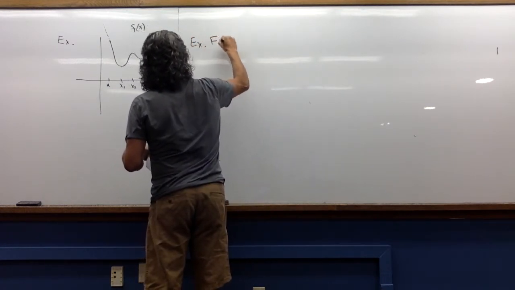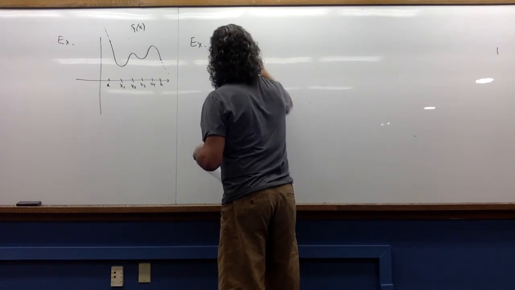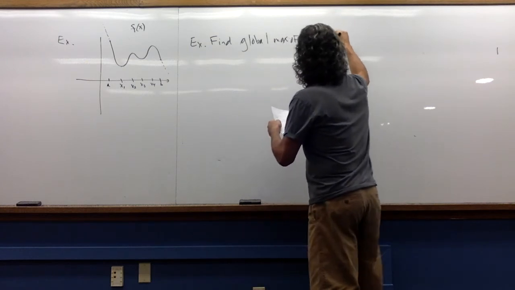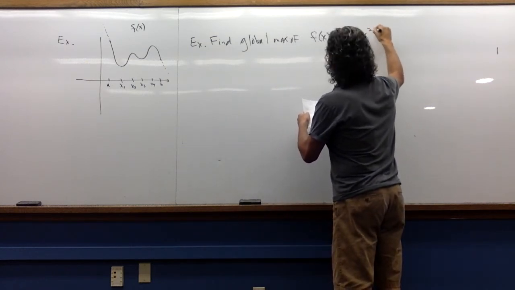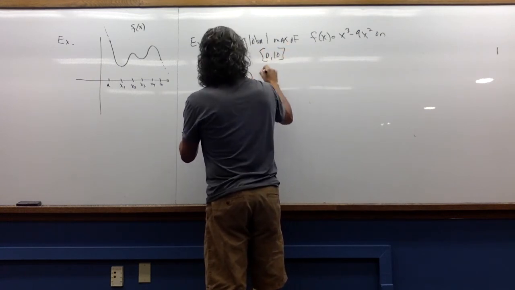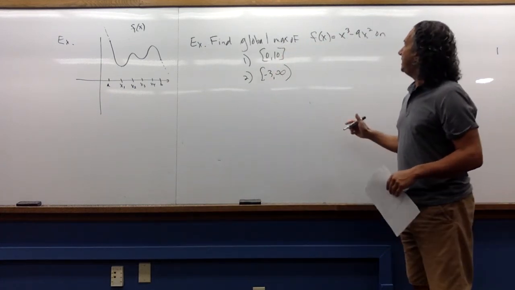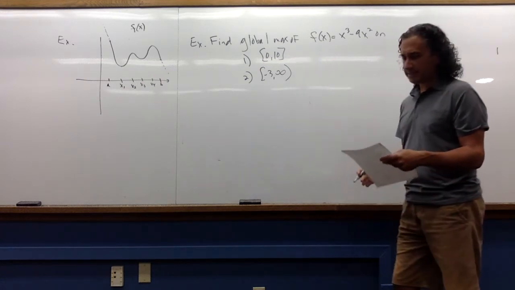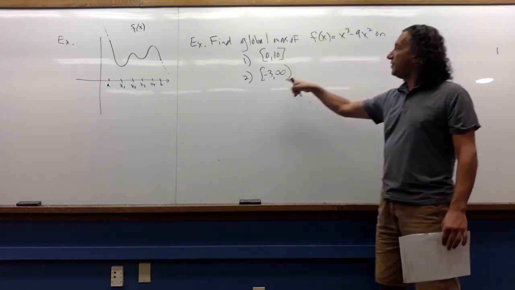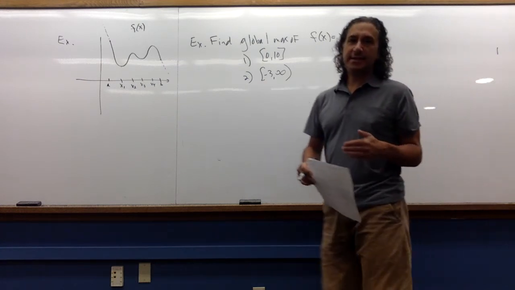So we want to find the global max of f of x equals x cubed minus 9x squared on the interval 0 to 10 and the interval -3 to infinity. So I'm guaranteed to get a global max here because this is a closed interval. This is a continuous function. This guy is not a closed interval. It's open on the right. So I might have a global max and I might not.